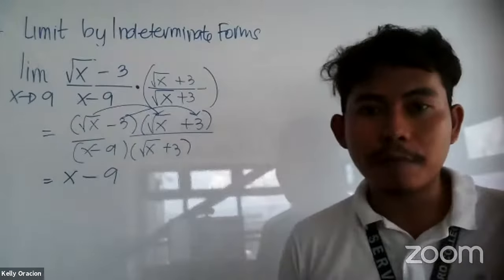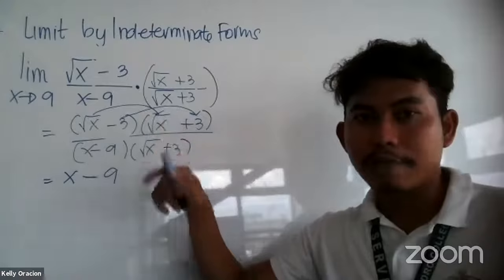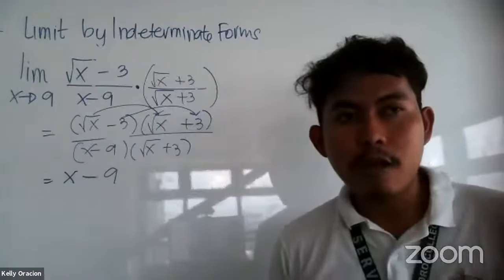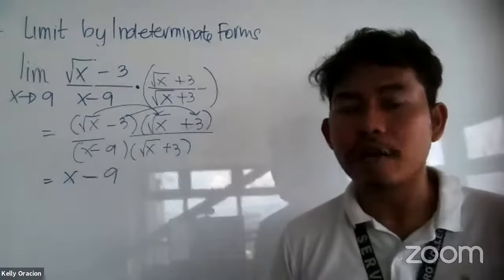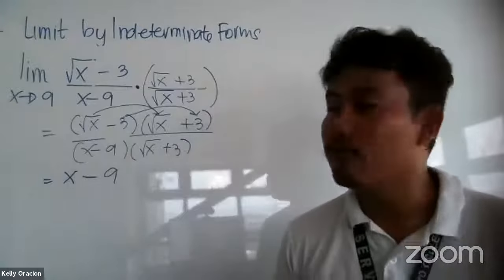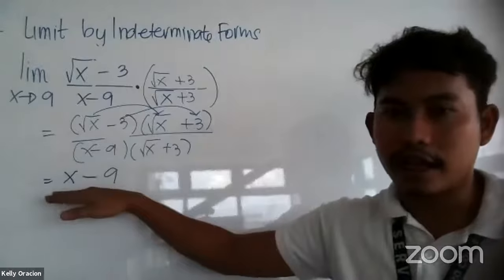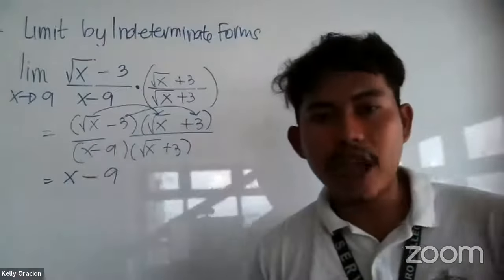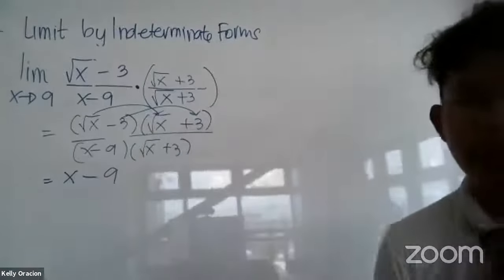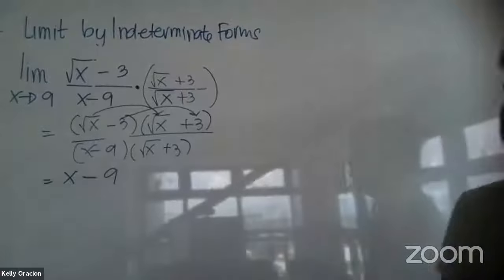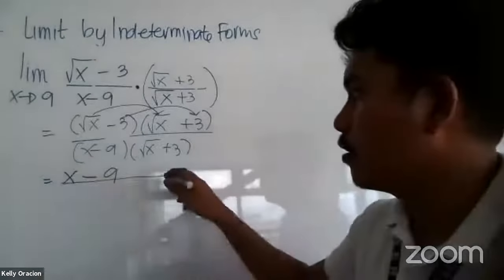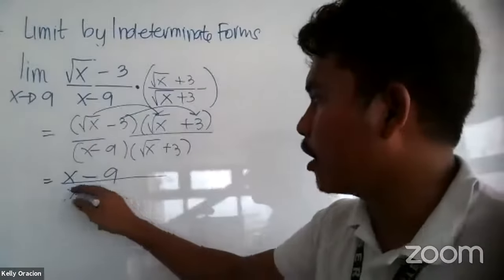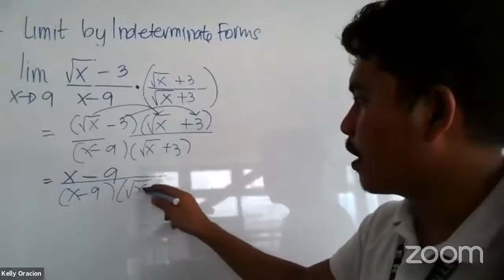So if you are going to multiply that one, ing-ani na lang siya. Diretso, shortcut niya. But if you are going to perform FOIL method, the same gihapon ang answer. Mo arrive gihapon of x minus 9. Again, pag FOIL method gihapon sa numerator, mo arrive gihapon of the same answer, x minus 9. So x minus 9 ang denominator, then square root of x plus 3.